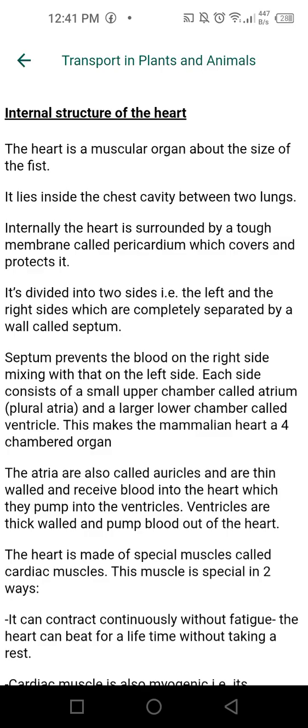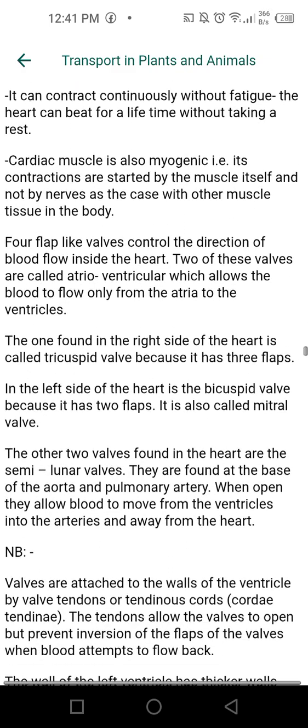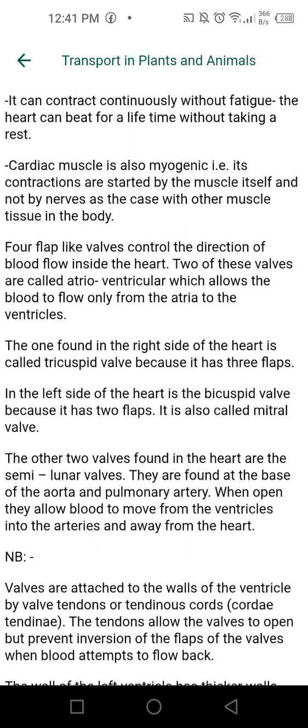The heart is made of special muscles called cardiac muscles. This muscle is special in two ways. It can contract continuously without fatigue. The heart can beat for a lifetime without taking a rest. Cardiac muscle is also myogenic, i.e., its contractions are started by the muscle itself and not by nerves, as is the case with other muscle tissue in the body.